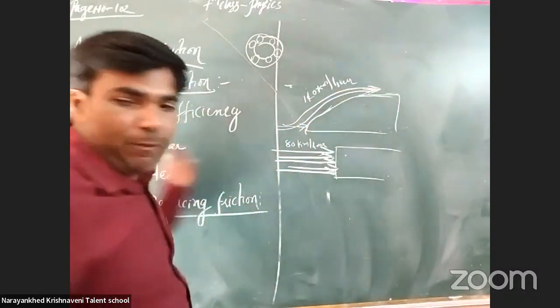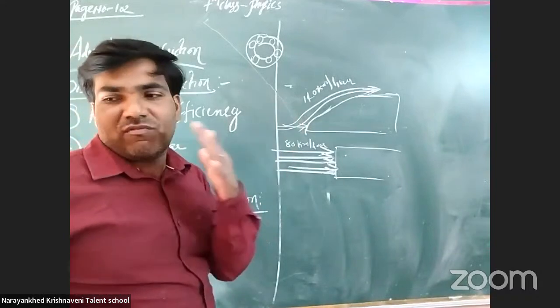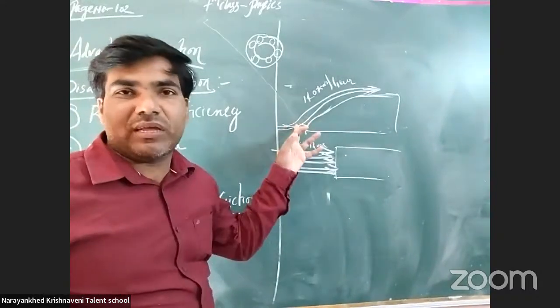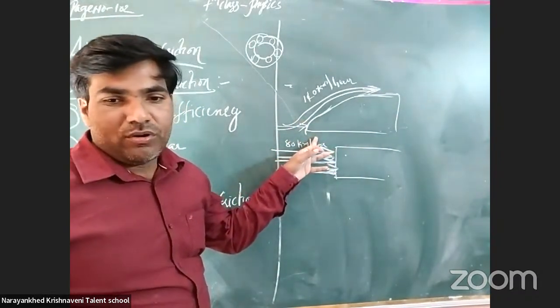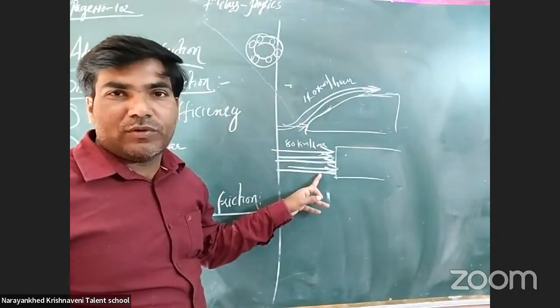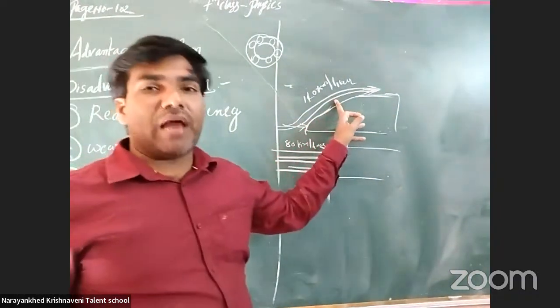It will not be opposed. Clear or not? It is not opposite to the motion of the car. Got it or not? That's why it is possible to move in a speed mode. But otherwise it is not possible to move in a speed mode. Got it or not? This is called streamlined flow.